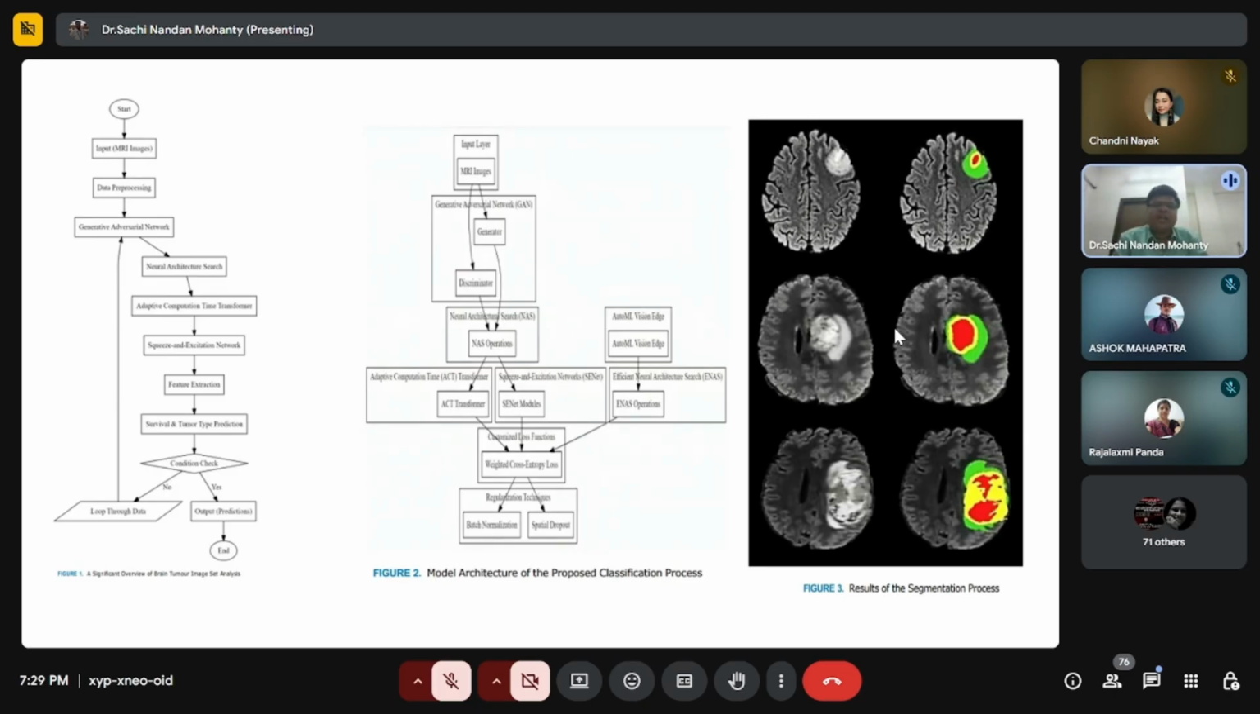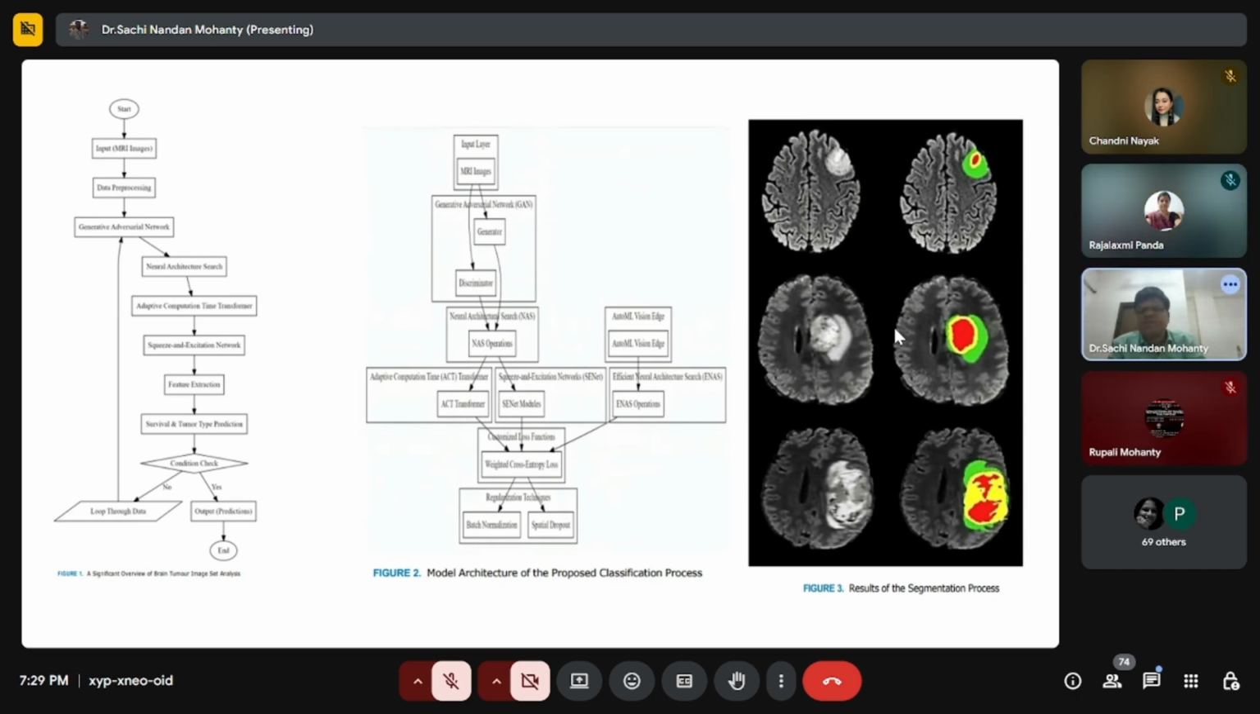Here you can find the generator of the input layer. After that, the input layer, data processing, generative adversarial network. Then pass the neural activity and adaptive comparison of time transformation and squeeze and excitation technique you have done. After that feature extraction, then you can find the output of the prediction. This is nothing but the image set analysis of the significance of the overview.